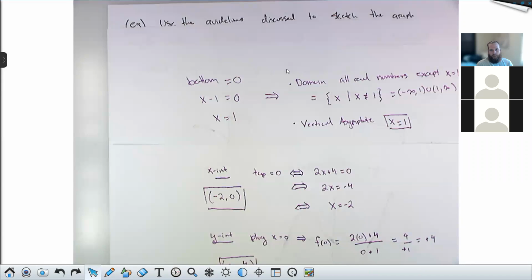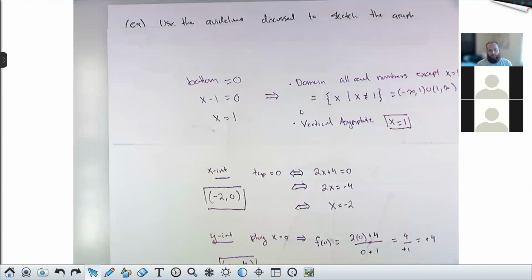So that tells us that our domain is all real numbers except for x equals 1, because that's what makes the bottom 0. And there's two ways you can write that down. You can write that in set builder notation like this. Make sure you're including the curly braces and the vertical line for "such that." Or you could write that in interval notation like this. Either one would be okay, but it's possible that a question requires the answer in one form or another. So make sure you practice both.